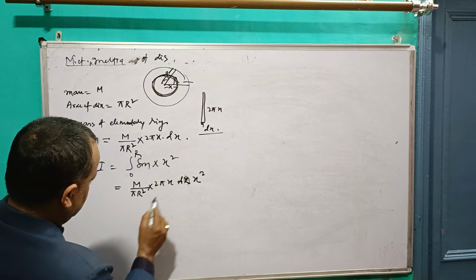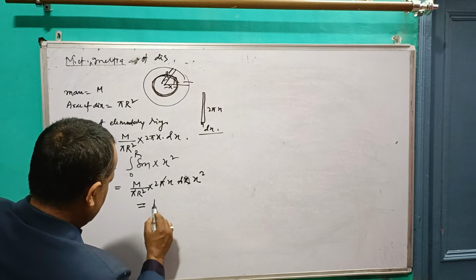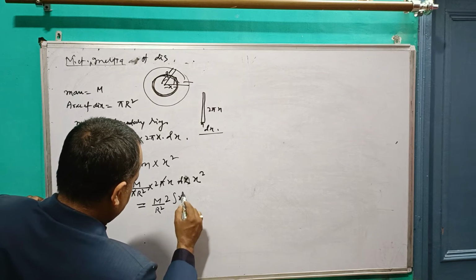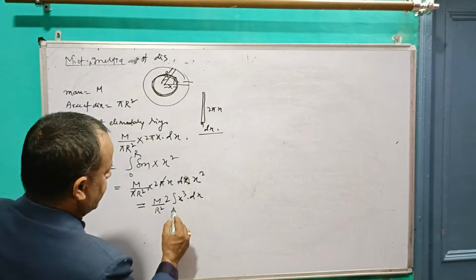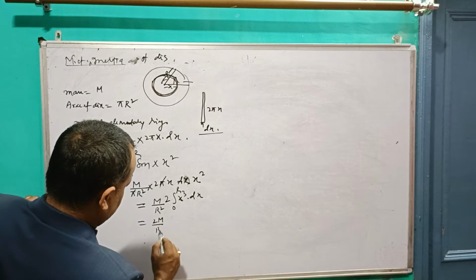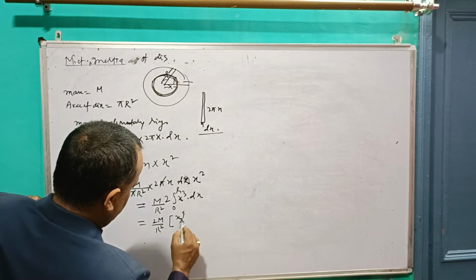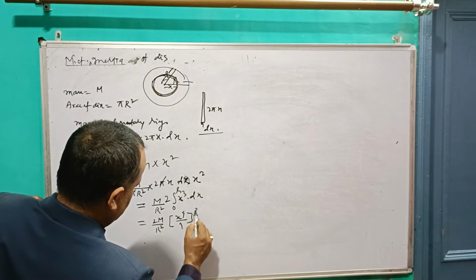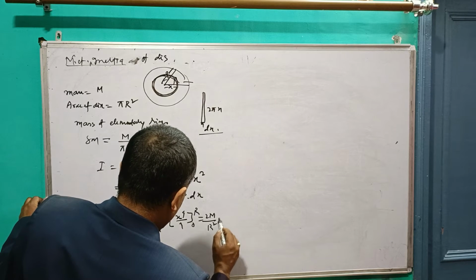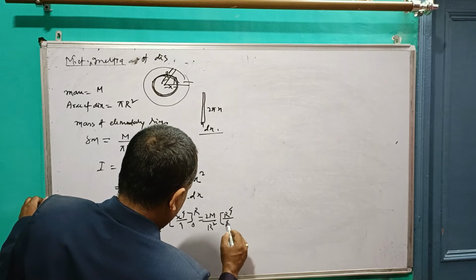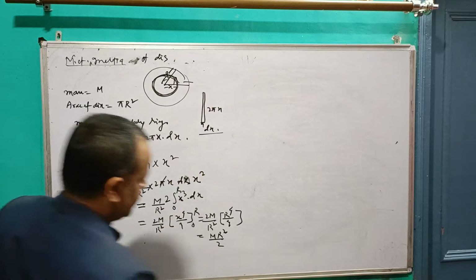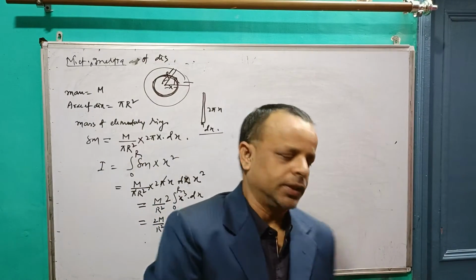We can cancel this out. We have m, r square, 2, x cube delta x, integrated from 0 to r. This is 2m over r square, x to the power 4 upon 4, from 0 to r. So this is 2m over r square, r to the power 4 upon 4. It becomes m r square by 2. This is the moment of inertia of disc.